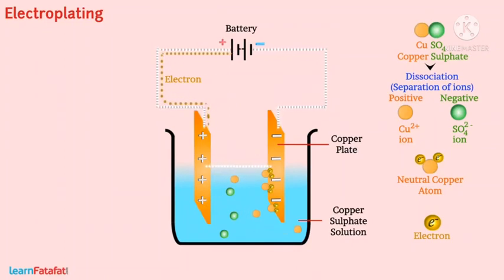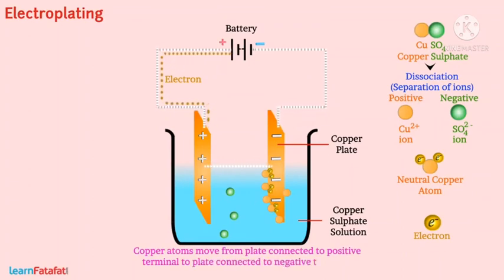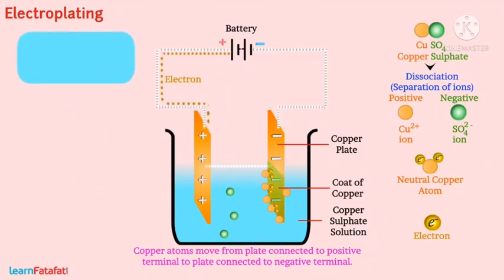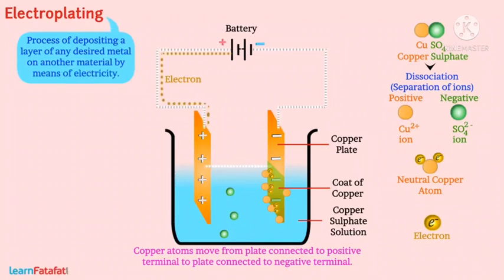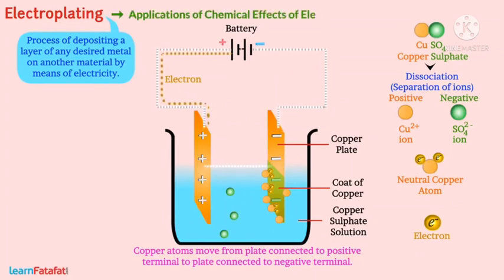Can we say copper atoms move from the plate connected to the positive terminal to the plate connected to the negative terminal? Yes, absolutely. The process continues as long as current flows through the solution, making a coat of copper on the plate connected to the negative terminal. Such a process of depositing a layer of any desired metal on another material by means of electricity is called electroplating. It is one of the most common applications of chemical effects of electric current.